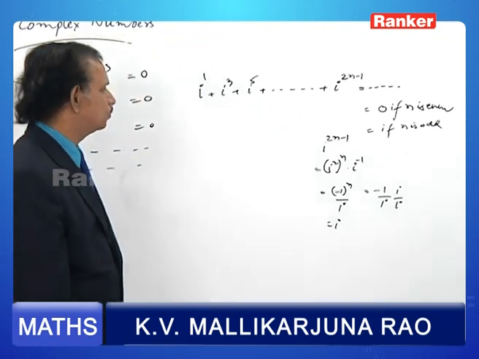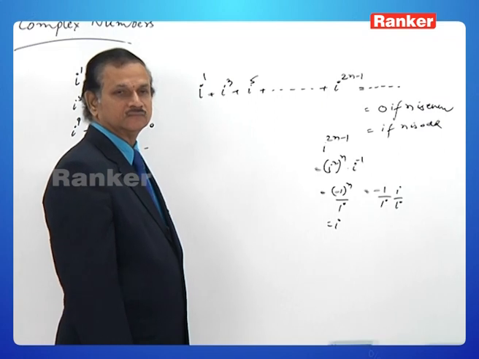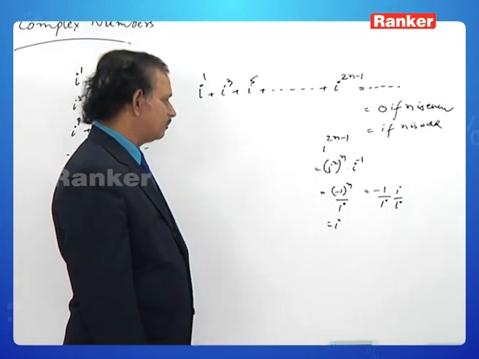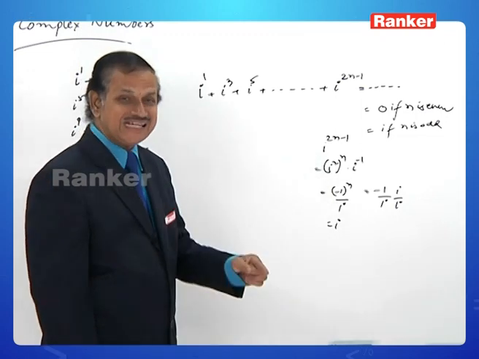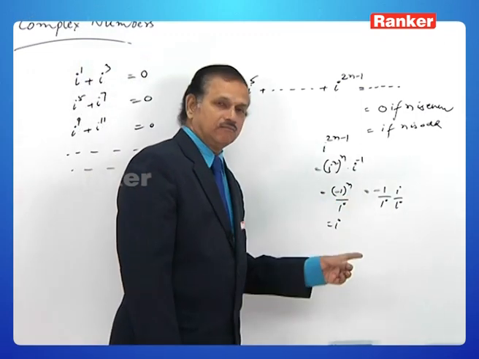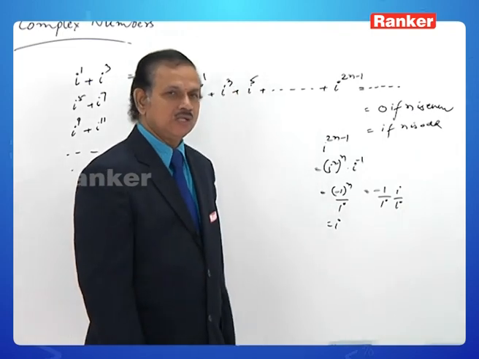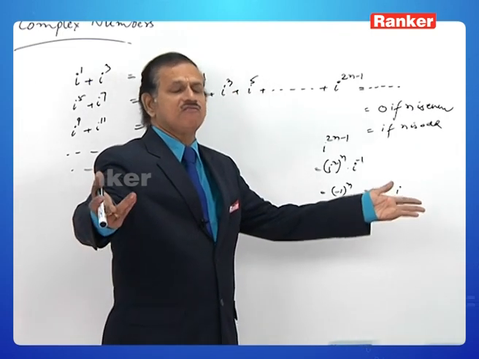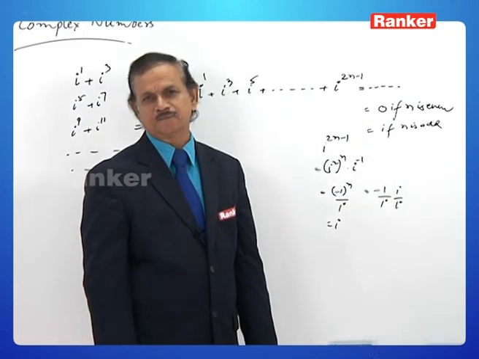I power 2n minus 1. Of course, it can be simplified like this: i square is minus 1, whole power n, into i power minus 1, which is 1 by i. Minus 1 whole power n is minus 1. Why is it minus 1? Because we are considering n as an odd integer. If n is an even integer, no question of any discussion at all. It will be 0.